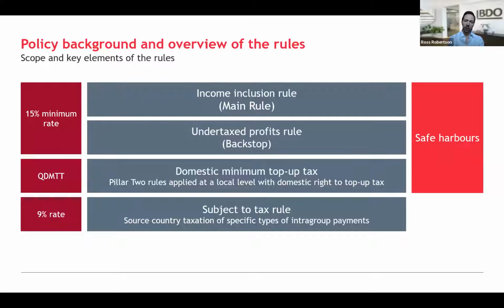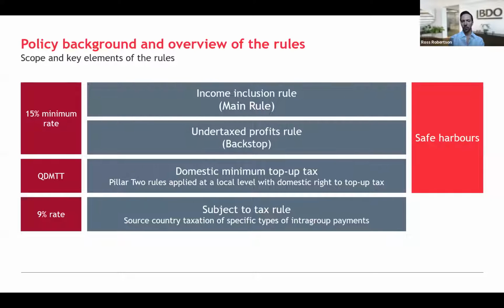As a backstop, you've got an under-taxed profits rule, which operates in the same way in terms of the determination of low tax profits as the IIR, but it provides the taxing rights to a parent or brother and sister jurisdiction, depending on the specific facts of your group structure and how that interplays with which territories have implemented or will implement Pillar 2. Then there's a domestic minimum top-up tax, which territories are permitted to include, which works again on the same calculation principles in broad terms, but to the extent that there is a top-up tax due on low tax profits, that taxing right sits at the local jurisdiction level.